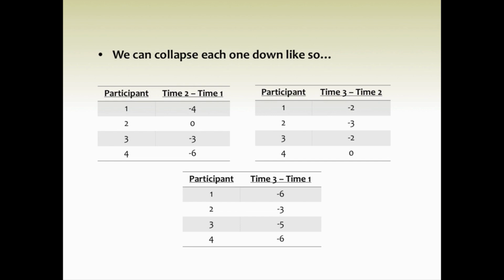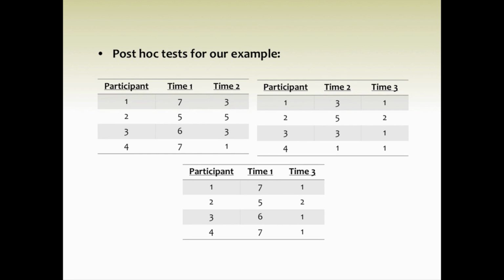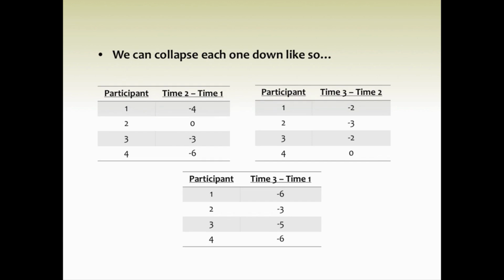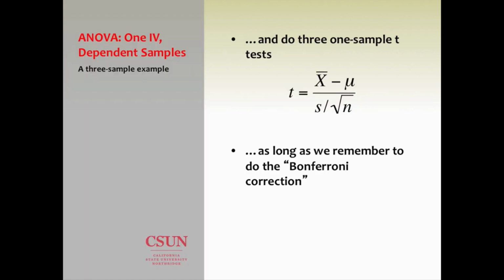So for time 3 minus time 2, that -2 for participant number 1 is 1 minus 3. That -3 for person number 2 is 2 minus 5. Hopefully you see this pattern here. Person number 3, time 3 minus time 2 is 1 minus 3, and so on, for -2. So you make those subtractions, and then once we collapse down our time points like so, we can run 3 one-sample t-tests on those 3 combinations. And so this is going to be math that you've done before.